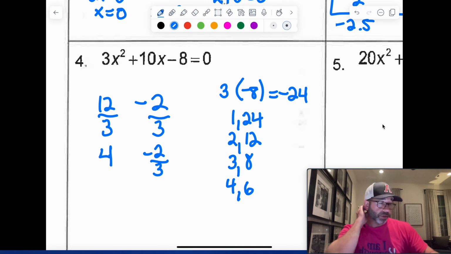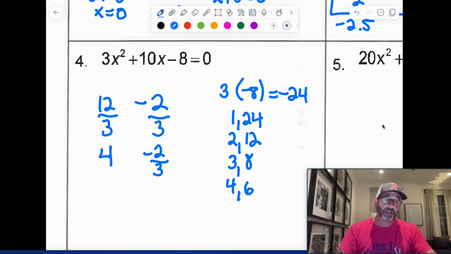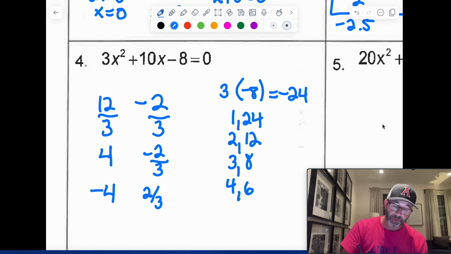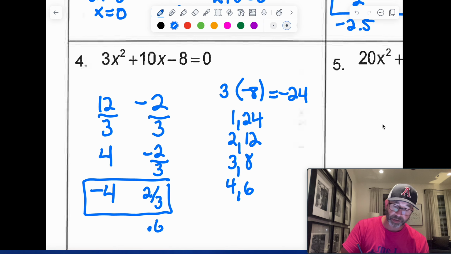And then once they're reduced, we're going to go ahead and take the opposites, and that should give us our answers. So negative 4 is the first answer, and positive 2 over 3 is my second answer. Now, positive 2 over 3, that's going to be a decimal. You'll see it in a second, but it's actually 0.67 or 0.6 repeating. Let's go to decimals.